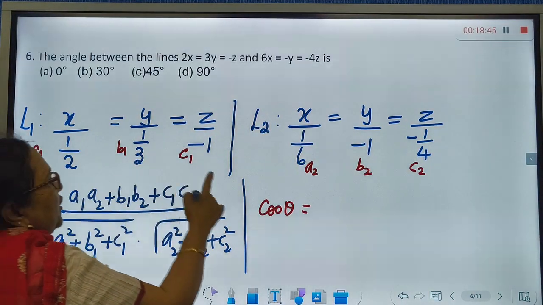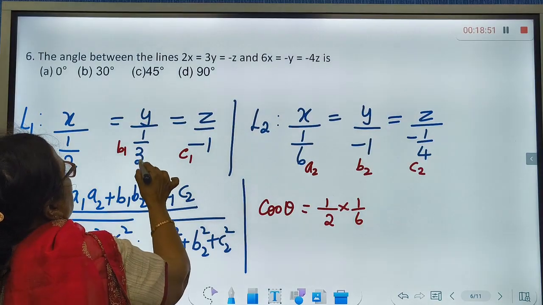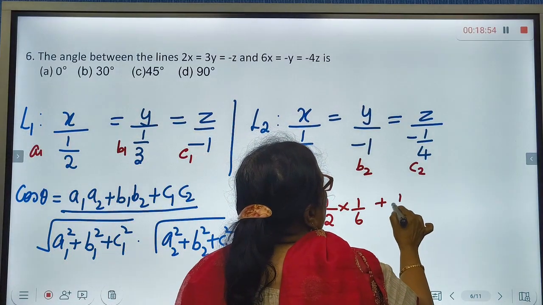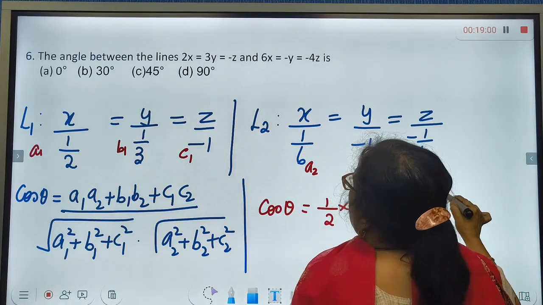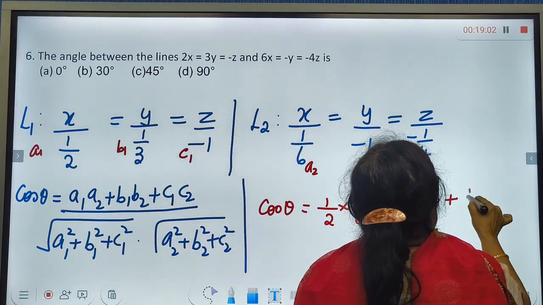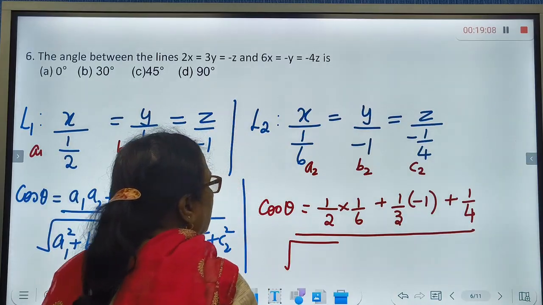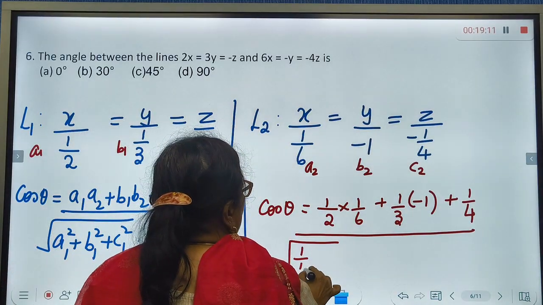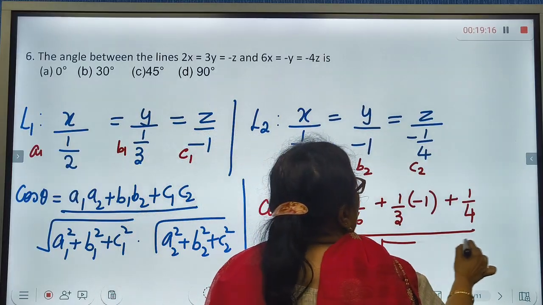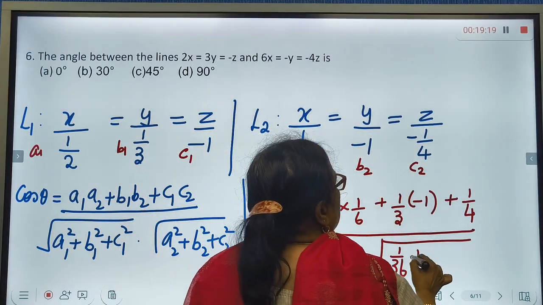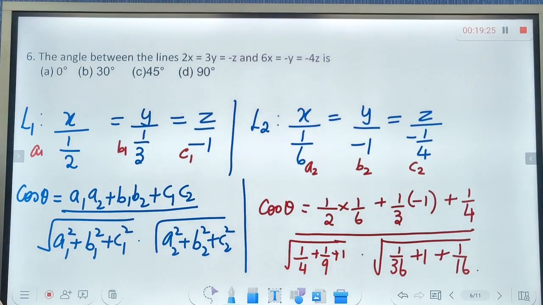What is A1 A2? Half into 1 by 6. Then plus B1 B2, 1 by 3 into minus 1. Then C1 C2, minus 1 into minus 1 by 4, which is plus 1 by 4, by root of 1 by 4 plus 1 by 9 plus 1 into root of 1 by 36 plus 1 plus 1 by 16. I am going to leave it to you to simplify this.